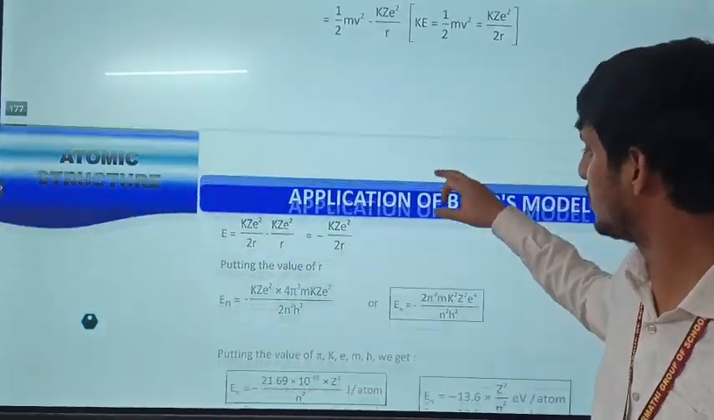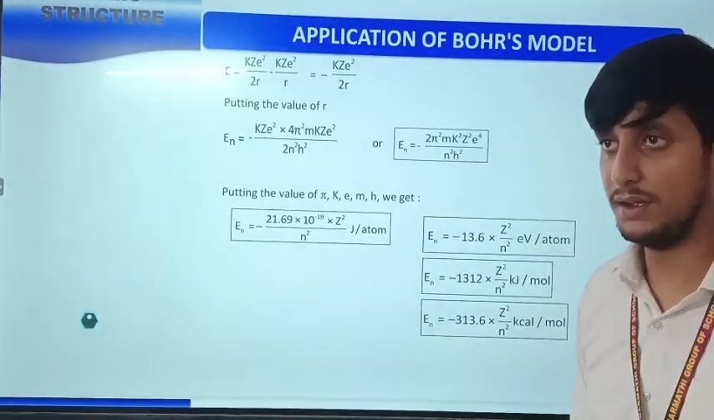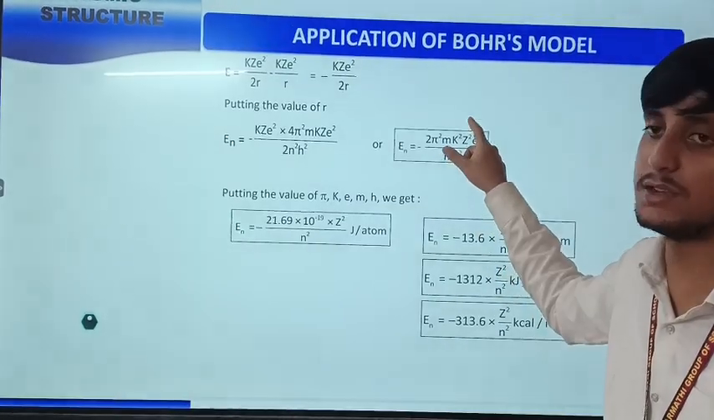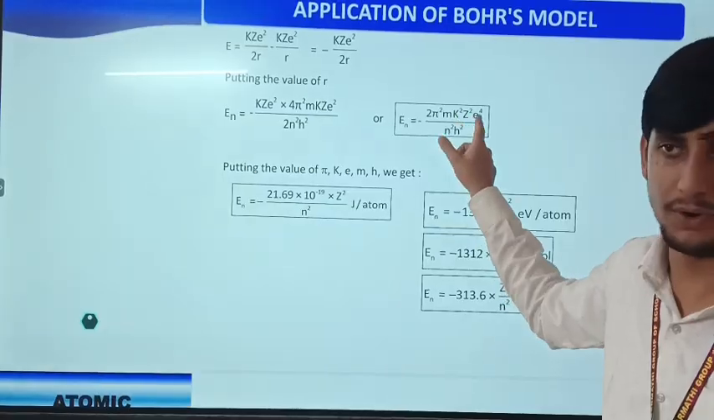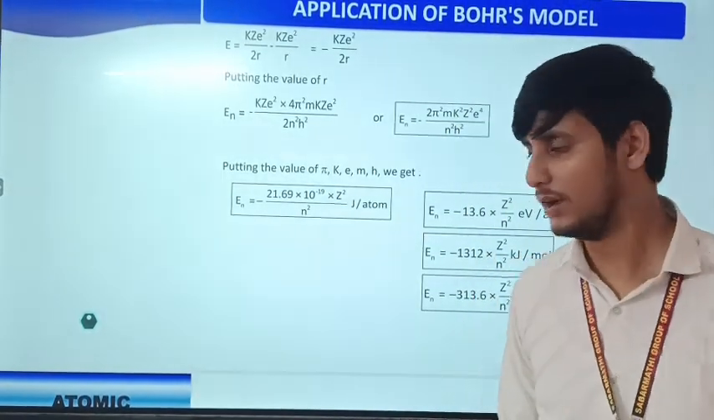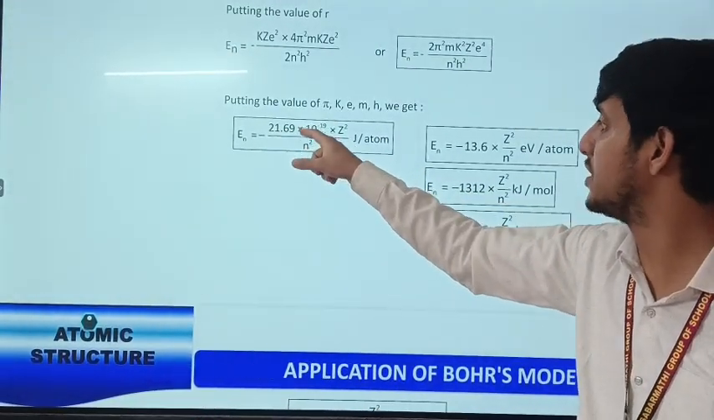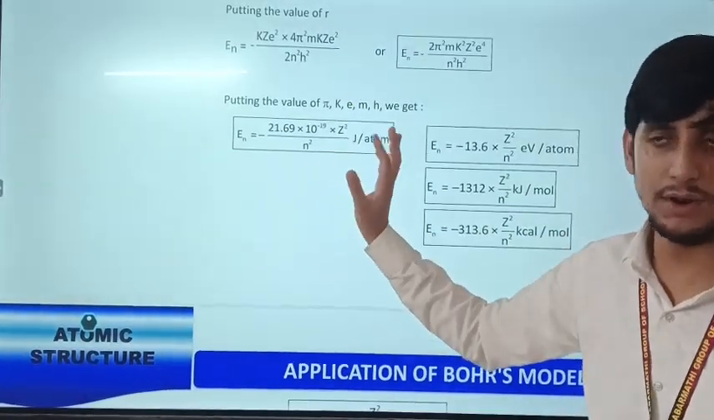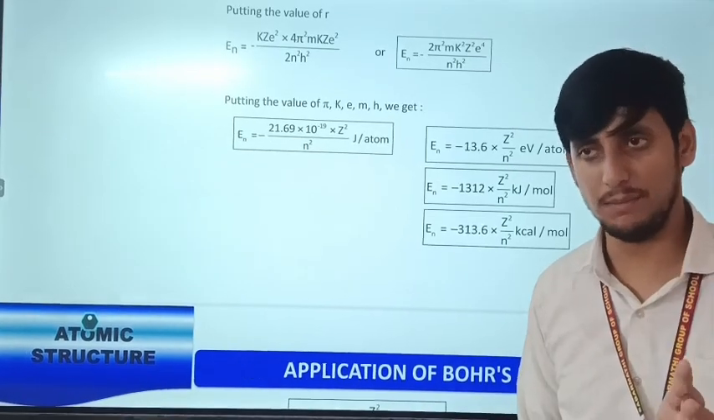After putting all the constants, we get E equal to, remember this formula, 2 pi square m k square Z square e to the power 4 upon n square h square. After putting all the constants, we get the energy equal to minus 21.69 into 10 power minus 19 Z square upon n square. Unit is joule per atom.